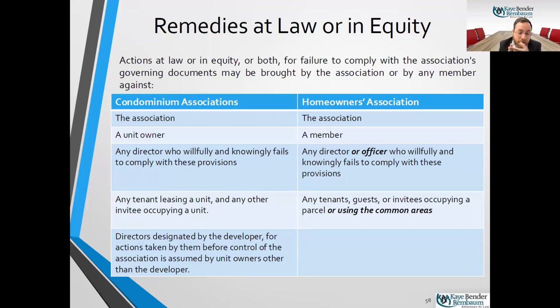And pretty much, the association obviously can file suit. The owners of the property can file suit. Directors can file suit. Even for certain situations, tenants can file suit. And even developer directors can file suit or be sued. At the end of the day, you can really sue anybody for anything, but whether you'll be wasting your money, well, I would talk to your attorney first.